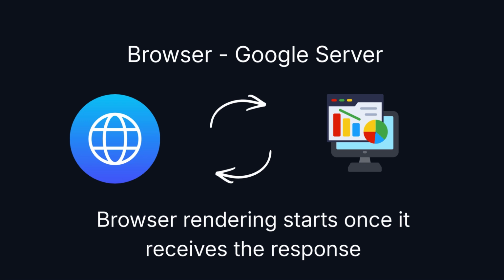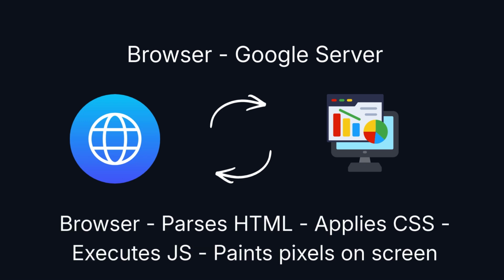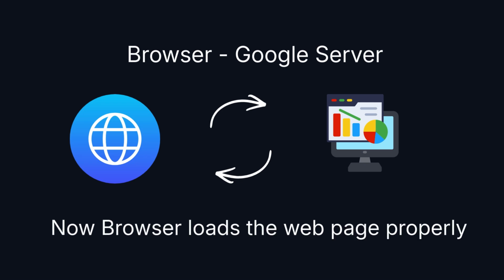Now the browser has to do so many things to load a proper page. The browser parses HTML, applies CSS, executes JS, and paints pixels on the screen. Now the browser loads the web page properly.